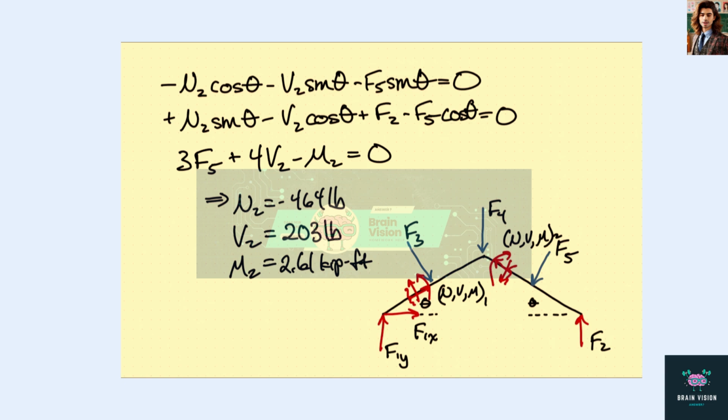And then moments are easy because we know that this distance is 3 feet. So that's 3 times F5, and then this distance to the cut is 4 feet, so we have 4 times V2, and then we have minus M2. So these three equations will then give us N2 is minus 464 pounds. Again, it's compressive as we anticipated. And then V2 is 203 pounds, and M2 is 2.61 kip feet.